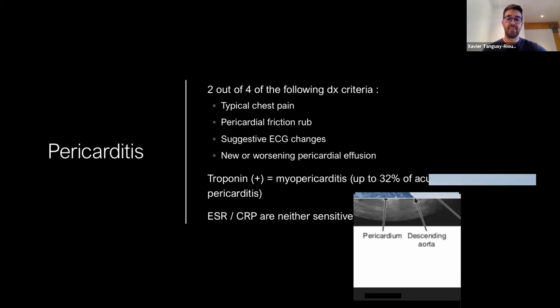And note that about 1/3 of idiopathic pericarditis are going to have involvement of the myocardium as well. We often do ESR and CRP, but I was surprised by that. I thought it was part of the diagnostic criteria, but it's not sensitive or specific. So even if you have a negative CRP and ESR, you can still have a pericarditis, obviously.